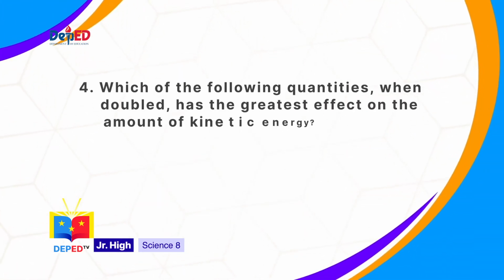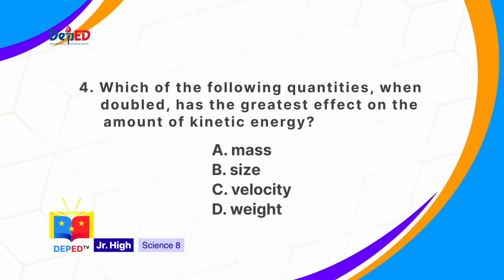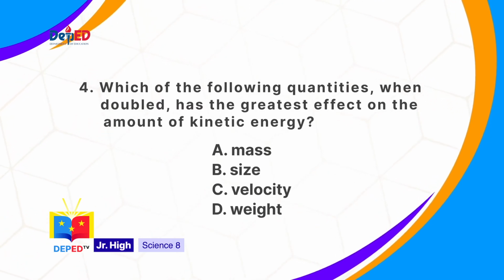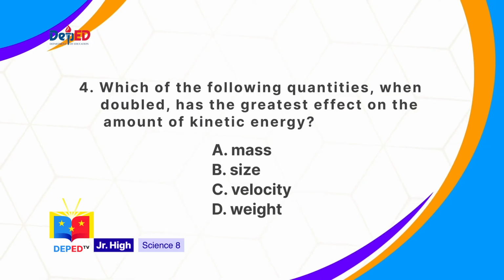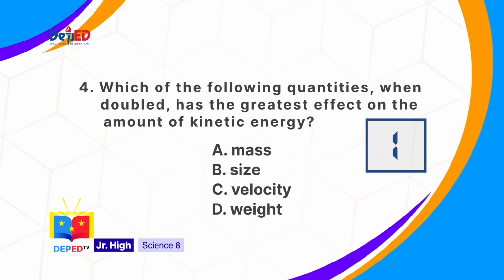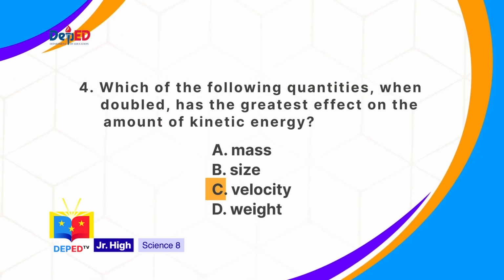Which of the following quantities, when doubled, has the greatest effect on the amount of kinetic energy? A, mass. B, size. C, velocity. Or D, weight? The answer is C, velocity.